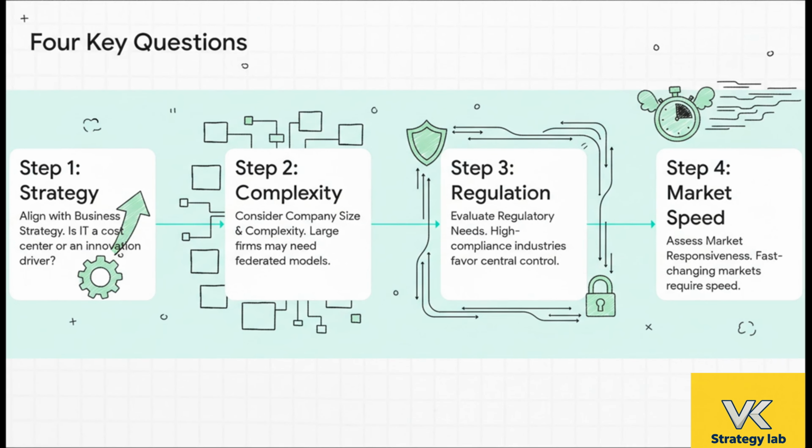So to find that perfect fit, you really need to ask yourself 4 key questions. First off, what is IT's strategic role? Is it just a cost center, or is it supposed to be a driver of innovation? Second, how big and complex is your company? Third, what are your regulatory demands? Are you in a highly regulated industry? And fourth, how fast does your market change? Your answers to these questions are going to point you directly toward the right structure.